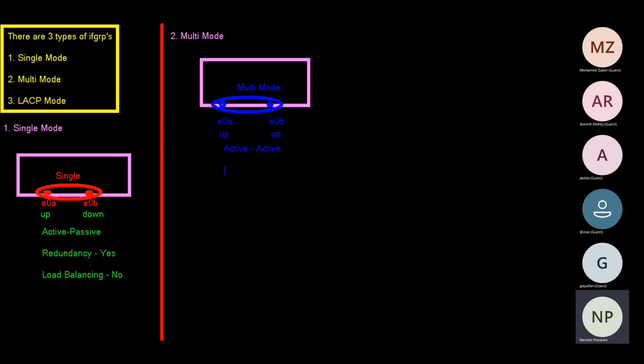So do we have redundancy here? Yes, we have redundancy here. That means if one port goes down, no problem, the other port will take care of the entire traffic. And do we have load balancing here? Yes, we do have load balancing as well, as both the ports are up and running every time, so the load will be balanced across both the ports. So there will be no burden on a single port.